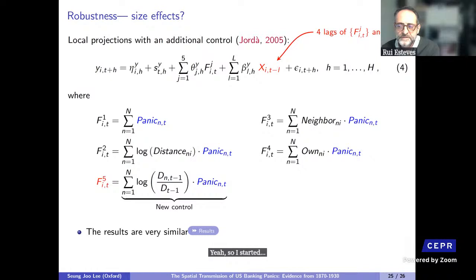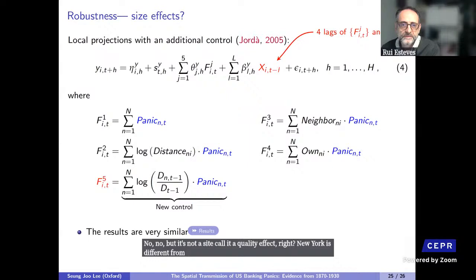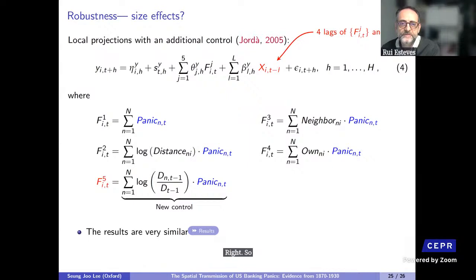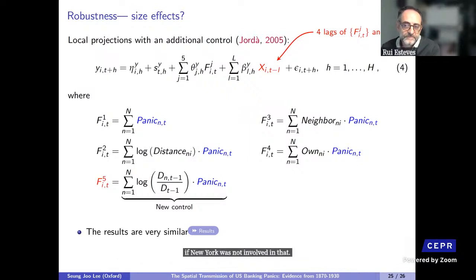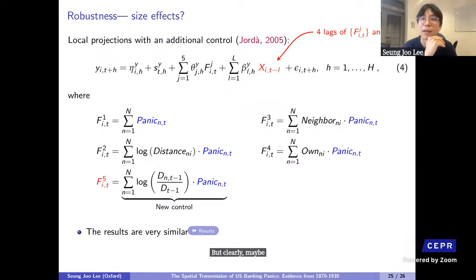But it's not a size effect, call it a quality effect. New York is different from everywhere else. If there was a crisis that started in St. Louis, Missouri, I would not expect that to draw away more deposits from New York. I would expect the reverse, that money would go to New York as the safe haven if New York was not involved. But clearly, maybe I'm wrong, because you tell me that. Yeah, that was my prior as well, and it turns out not to be like that.